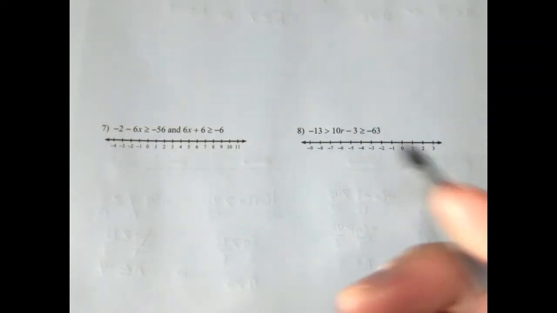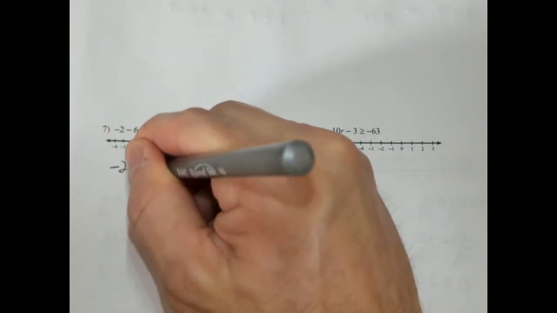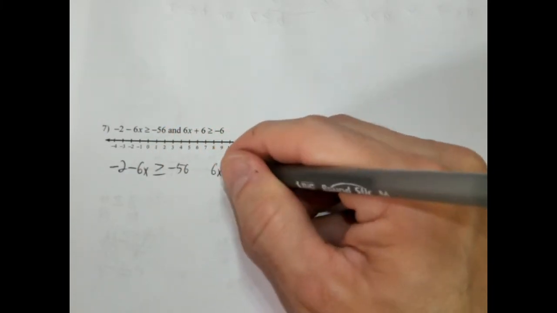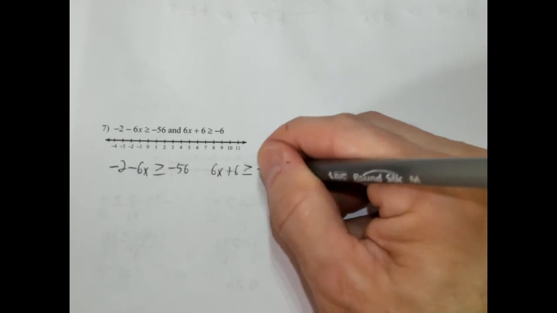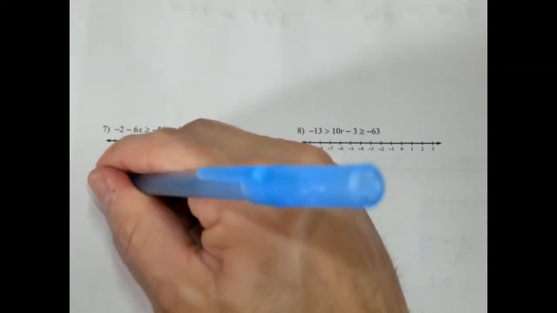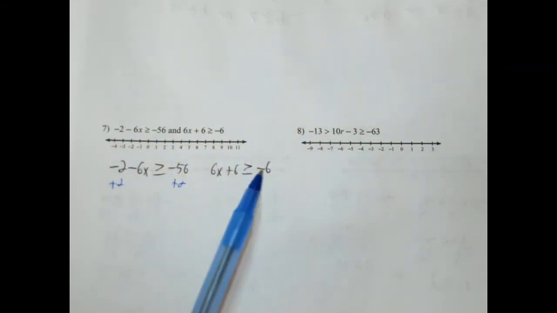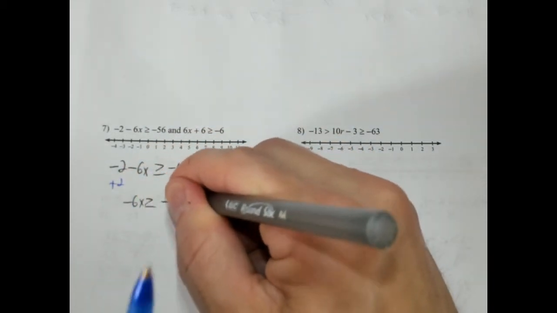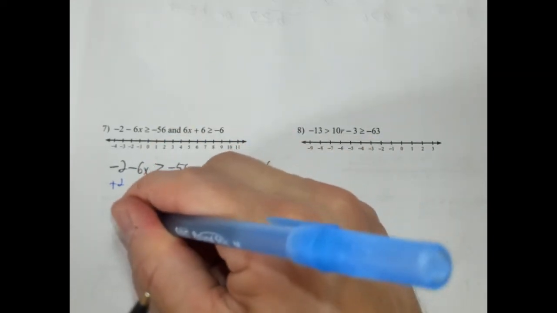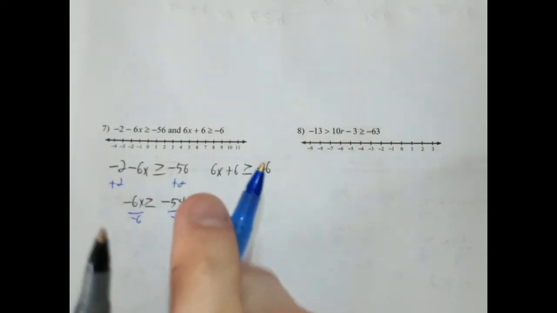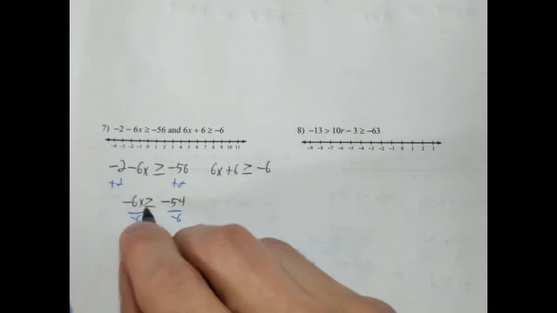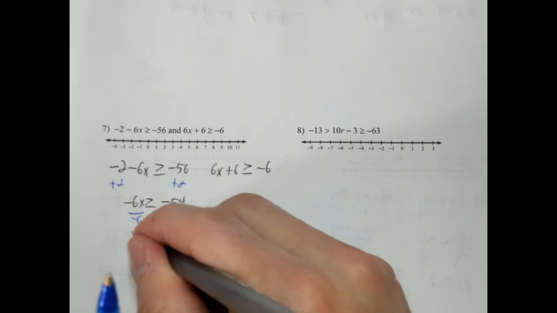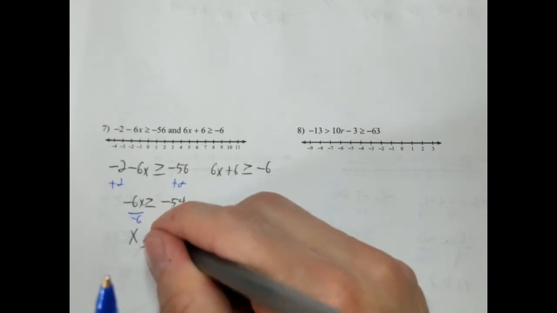Okay, so we got negative 2 minus 6x is greater than or equal to negative 56, and 6x plus 6 is greater than or equal to negative 6. So we're going to get rid of our constant here, so we're going to add 2 to both sides. So negative 6x is greater than or equal to negative 54. We're going to divide both sides by negative 6. And we're going to change the direction of the inequality symbol because we divide both sides by a negative. So x is going to be less than or equal to positive 9.